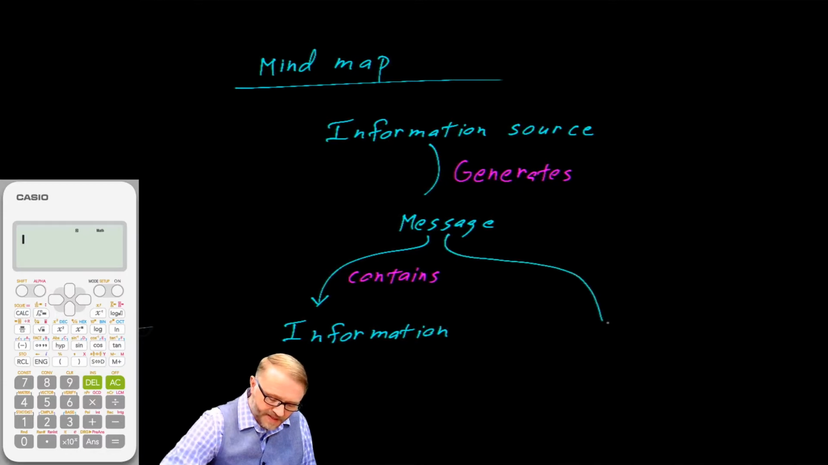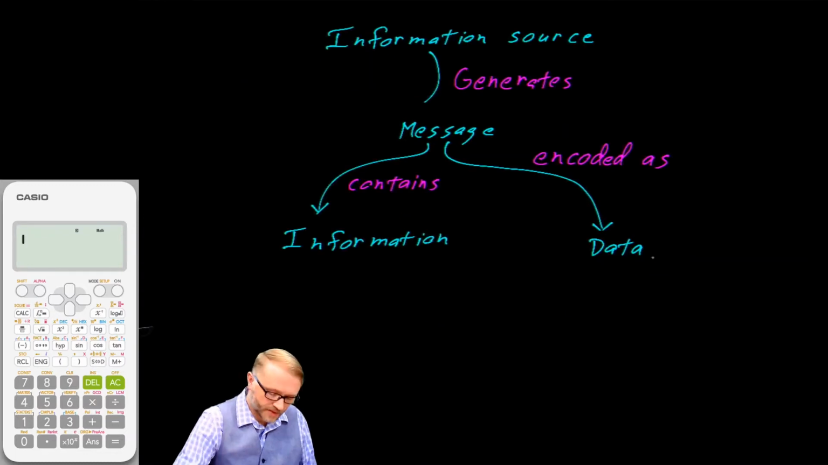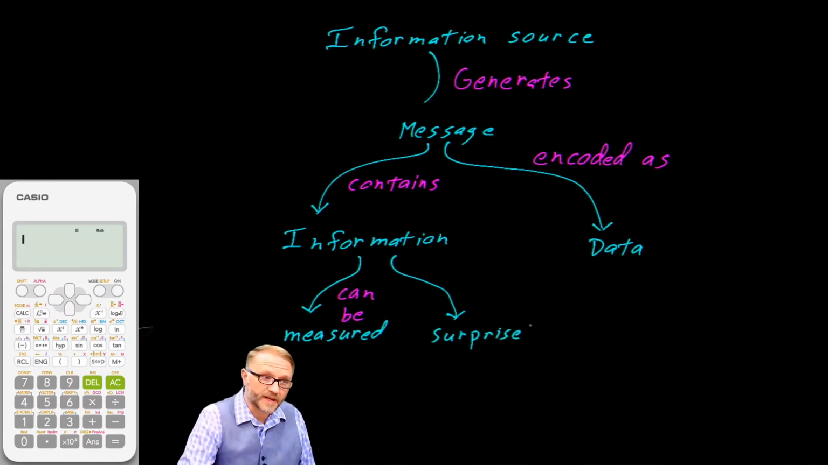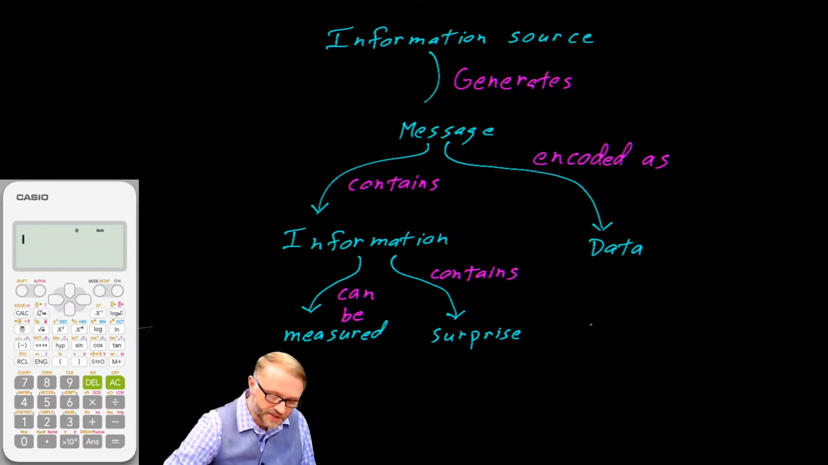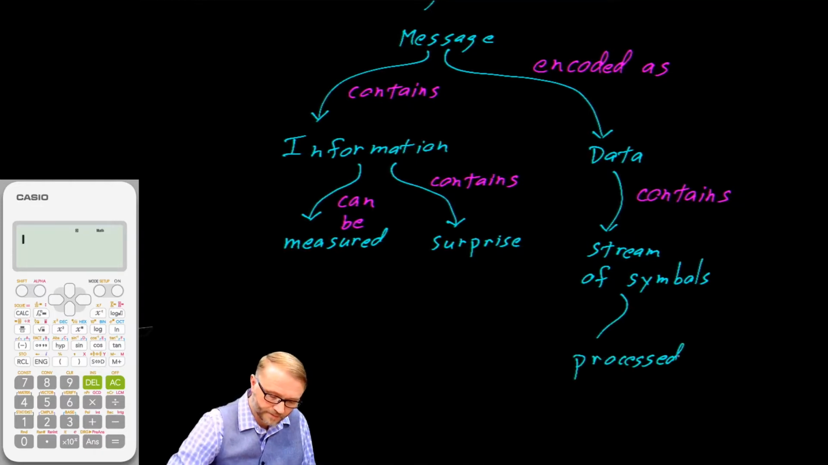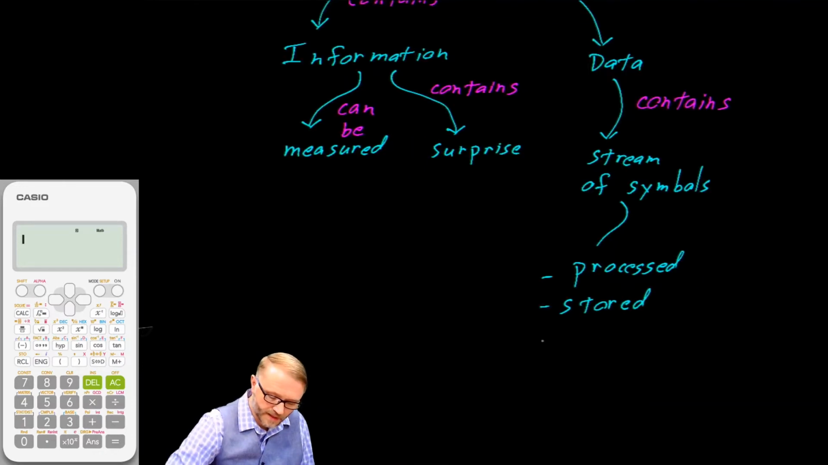We could also say that that message is encoded as data. Back to our information, I think you'll agree that information can be measured. I think you'll also agree that the information contains a component of surprise. In fact, the more surprised you are, the more information there is. Moving back to the other branch, you could say that data contains a stream of symbols. And those symbols can be processed, they can be stored, and they can be transmitted.